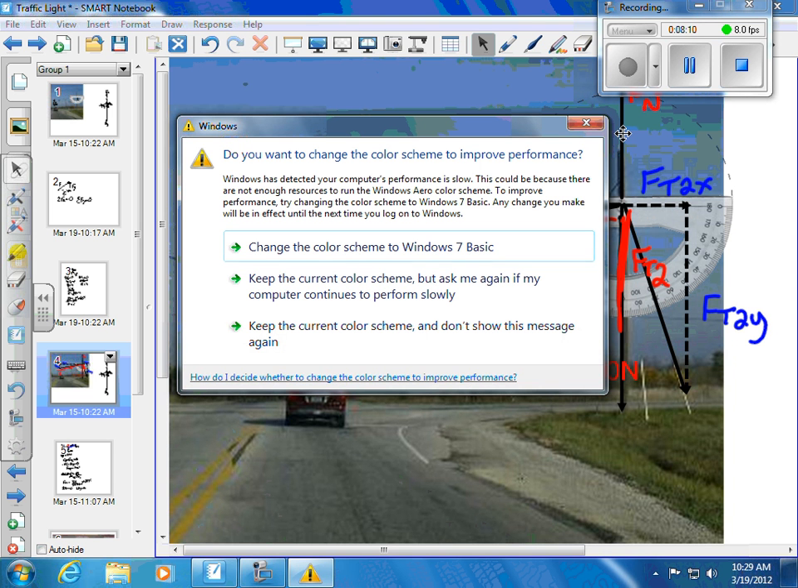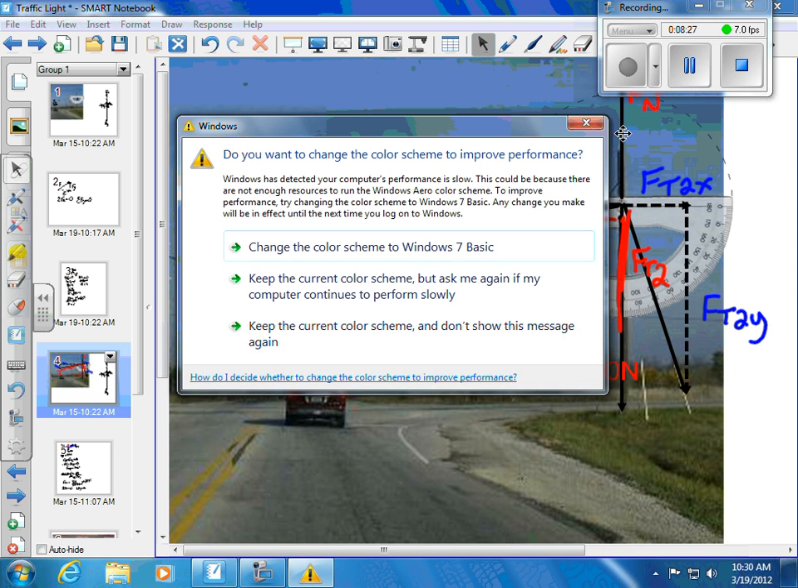So now we need to find Ft2, the tension on our guy wire. We have this one, and we know our angle. So using trig, we find it's 2,488 newtons.